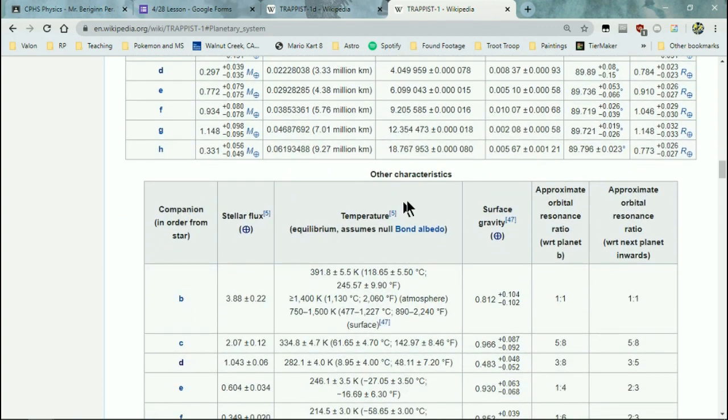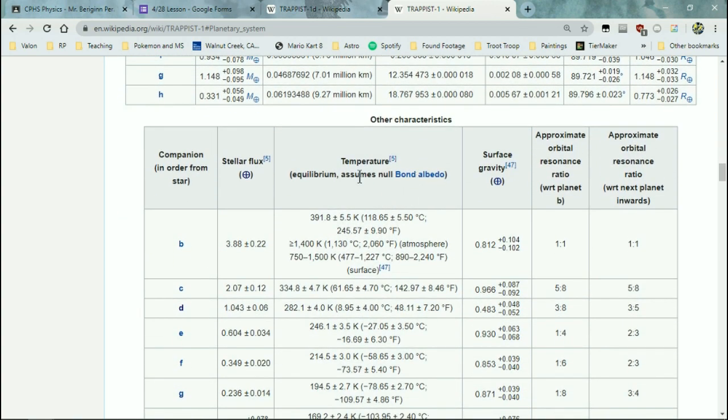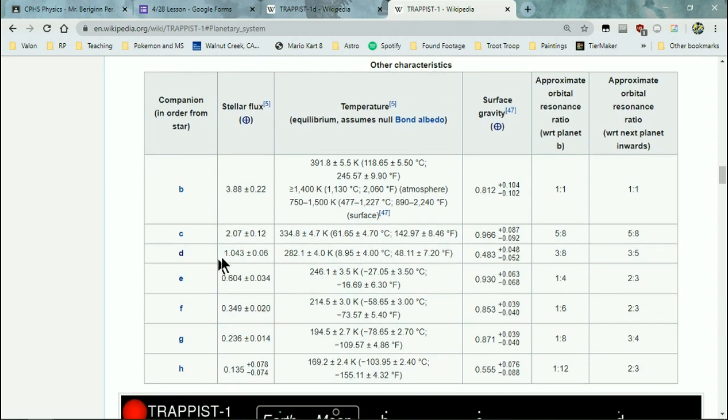You can also see the equilibrium temperature that we talked about. C is 282, that's what we calculated. This closest planet is like assuming atmospheres and stuff like that, but here's the basic one, 391 Kelvin. So this closest planet would be over 245 degrees Fahrenheit.